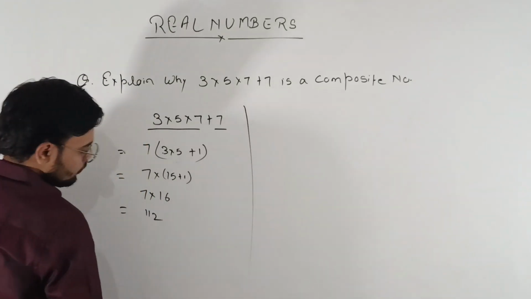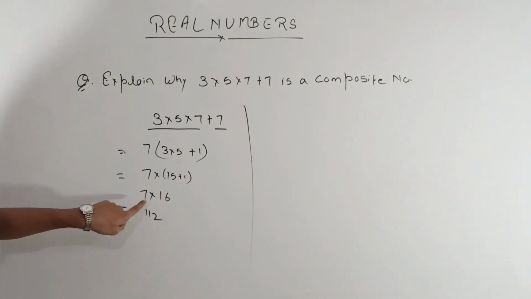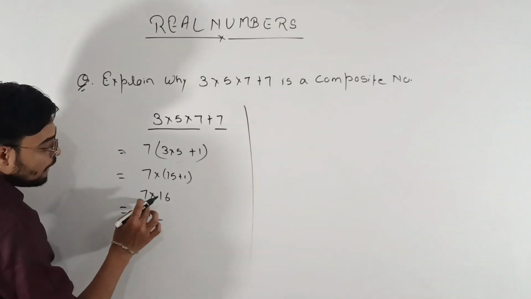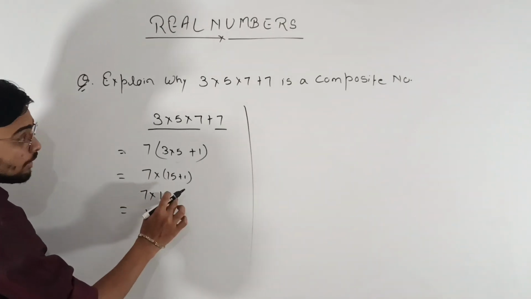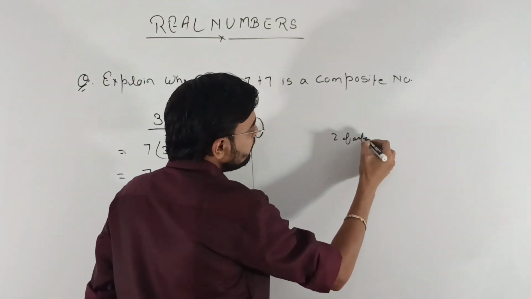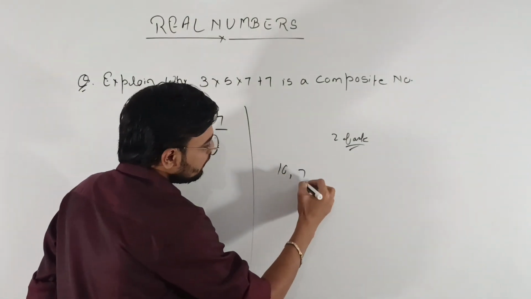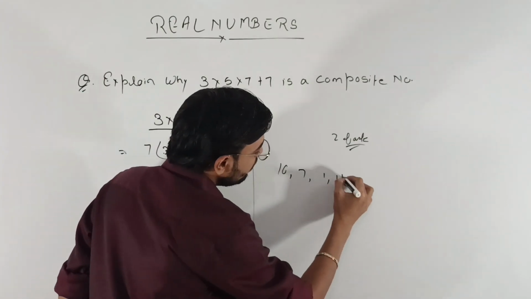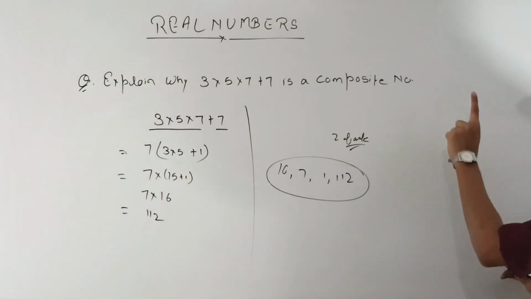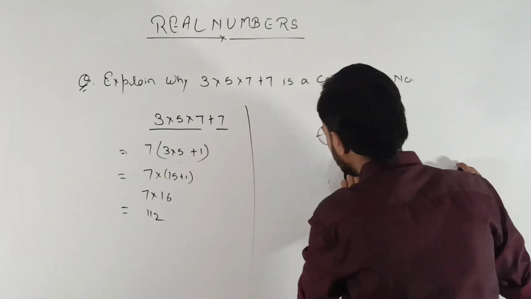Now see, this 112 has 7 and 16 both as factors. 7 into 16 is 112. Clearly you see that 112 has 7 and 16 as factors. Then this is a composite number. Why? A prime number is what? Only two factors. Then we say prime number. And here look, 16 and 7 are factors, and 1 and 112 are also factors. Then the total number of factors is 1, 2, 3, 4. So 112 is not a prime number, it is a composite number.